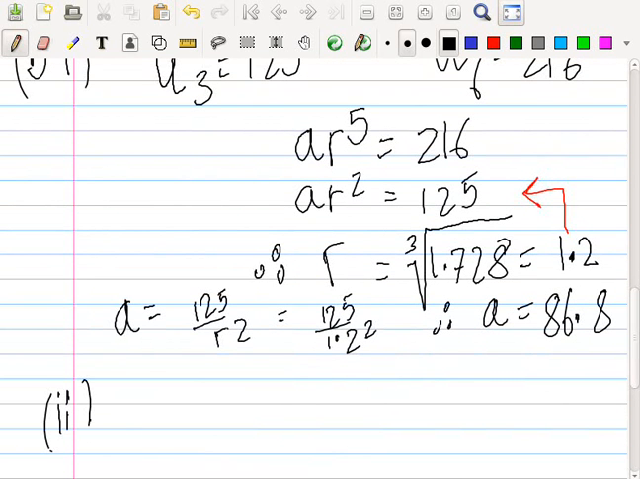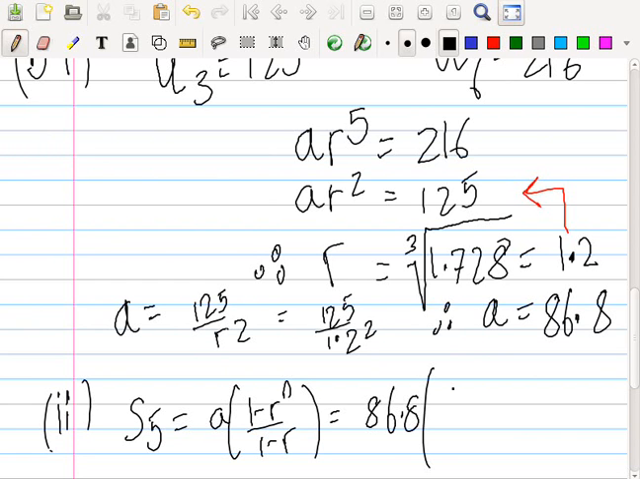Part 2 is get the sum of the first 5 terms. So if you remember the formula, it's a times 1 minus r to the n over 1 minus r. So here it's 86.8 times 1 minus r to the n over 1 minus r. Okay, and again, tell me what you get there, please.